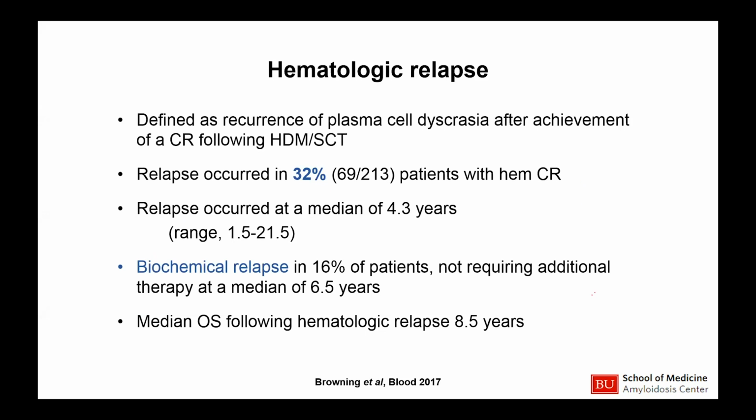Biochemical relapse, defined as reappearance of monoclonal gammopathy on serum or urine immunofixation electrophoresis without abnormality of the serum free light chain assay, occurred in 16% of the patients, which did not require additional therapy at a median of 6.5 years. Median overall survival following hematologic relapse is 8.5 years.